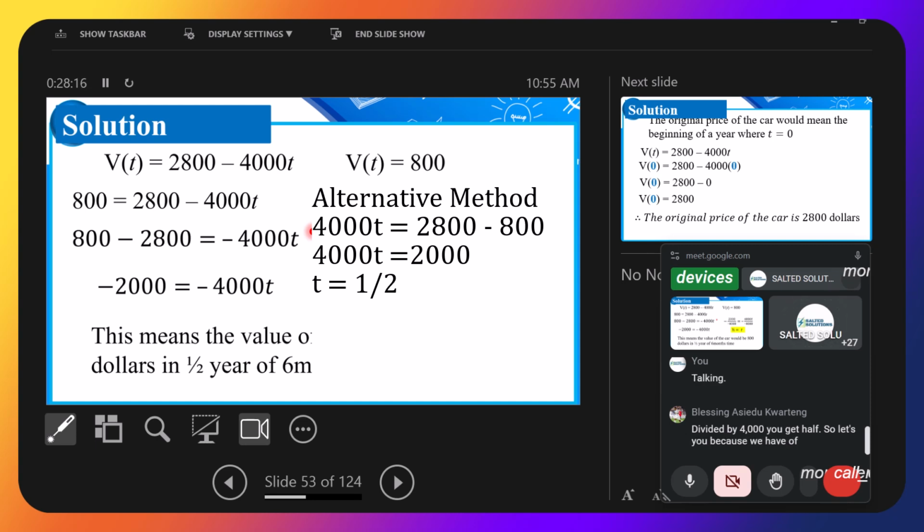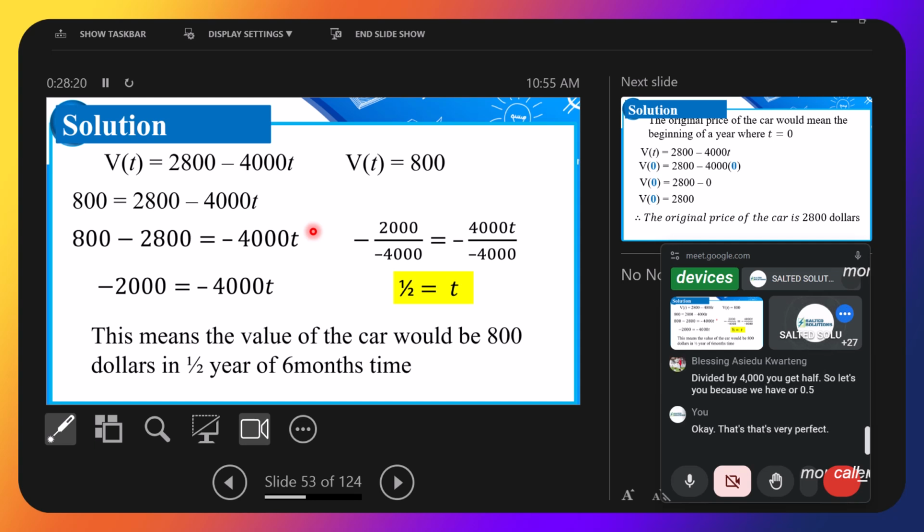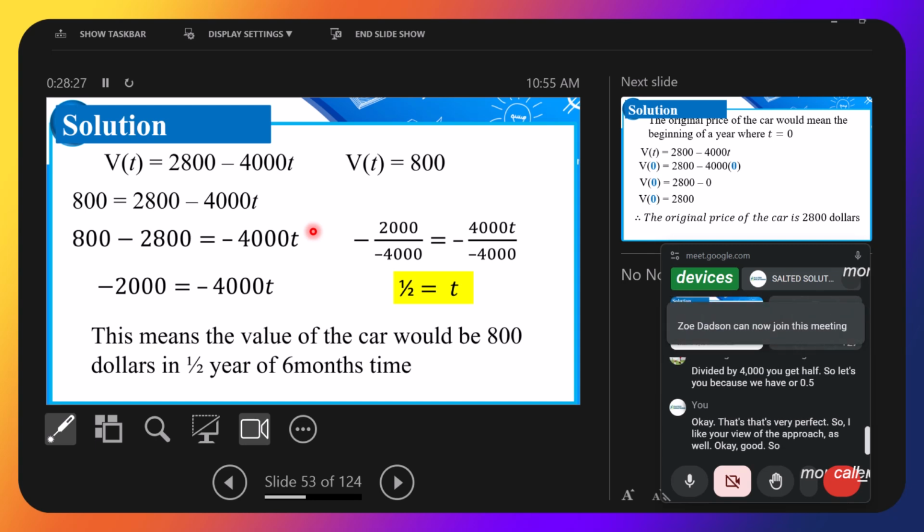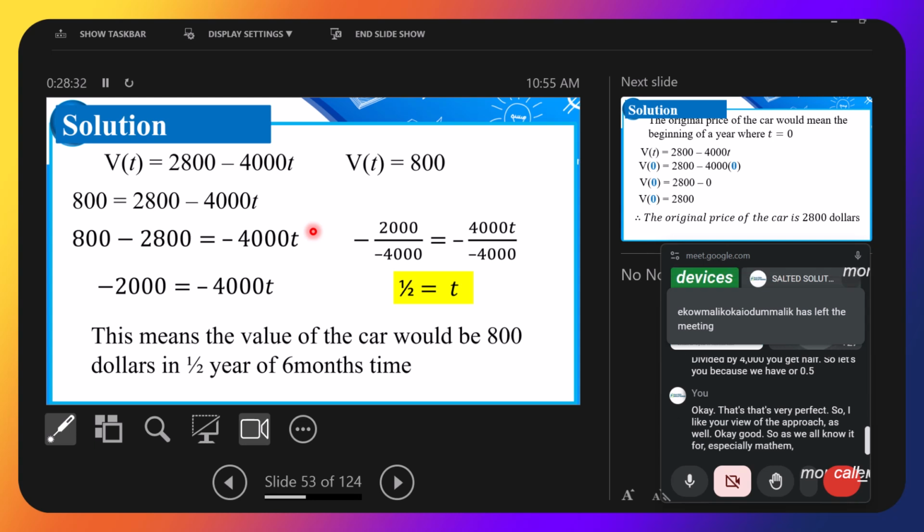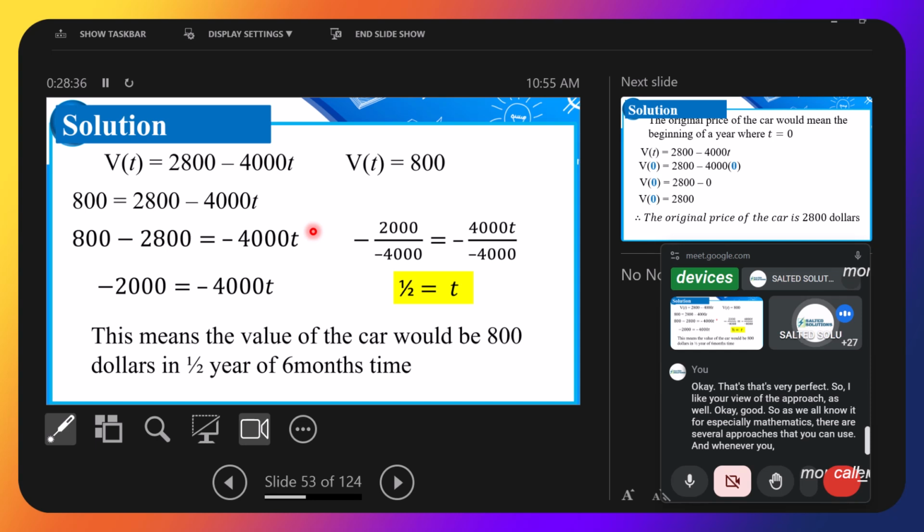Okay, that's very perfect. So I like your approach as well. Okay, good. As we all know, especially for mathematics, there are several approaches that you can use. And whenever you are using one, just like Blessing just did, make sure that it is logical and producing the right result every time you use it. So, Blessing, thanks very much for sharing your approach as well.